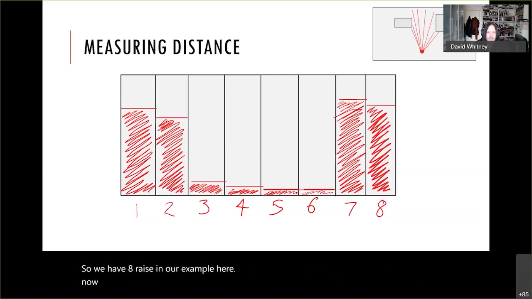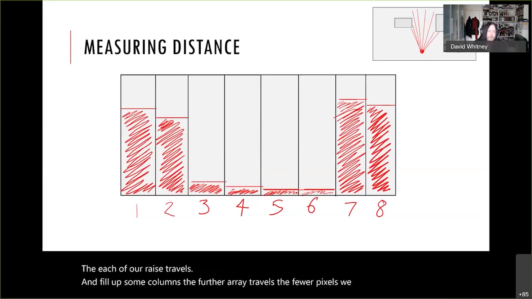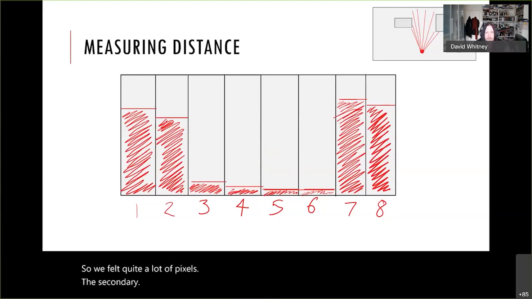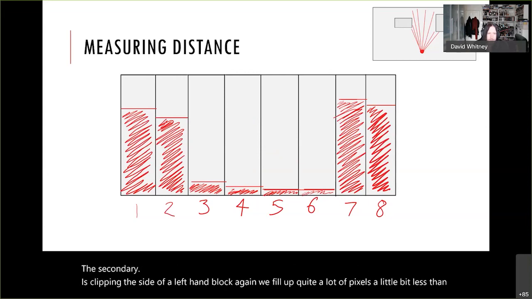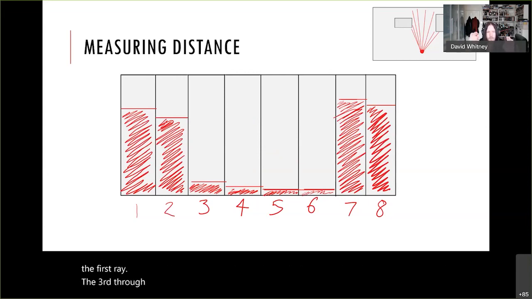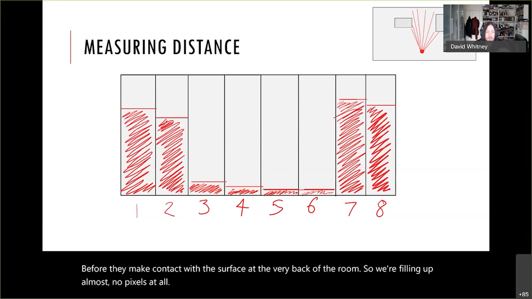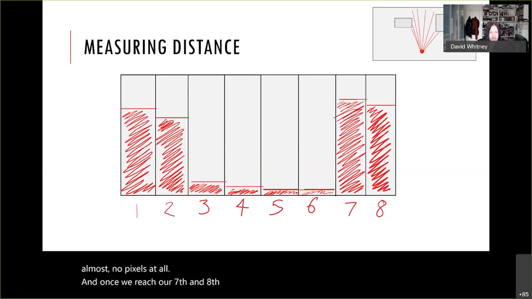Now, imagine that we record the distance that each of our rays travels and fill up some columns. The further a ray travels, the fewer pixels we fill up in our column. So our first ray was really close to this left-hand block that you can see in the top right there. So we fill up quite a lot of pixels. The second ray is clipping the side of our left-hand block. Again, we fill up quite a lot of pixels, a little bit less than the first ray. The third through the 6th rays are shooting way off into the distance before they make contact with a surface at the very back of the room. So we're filling up almost no pixels at all. And once we reach our 7th and 8th rays, we're connecting with the right-hand block again and filling up our columns.